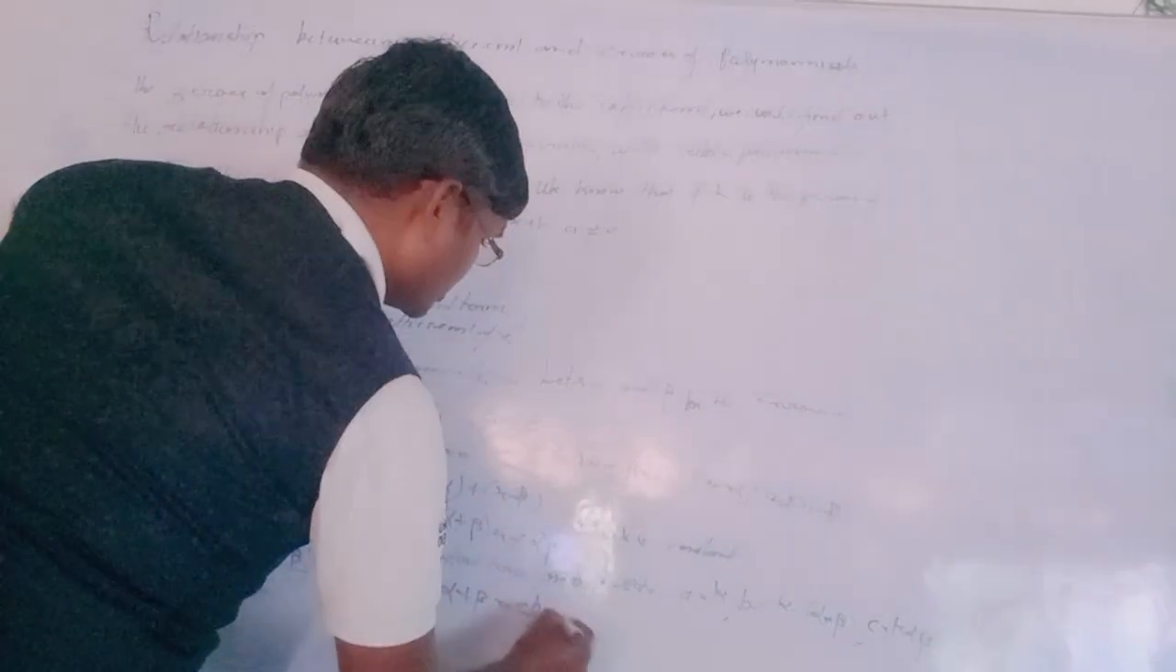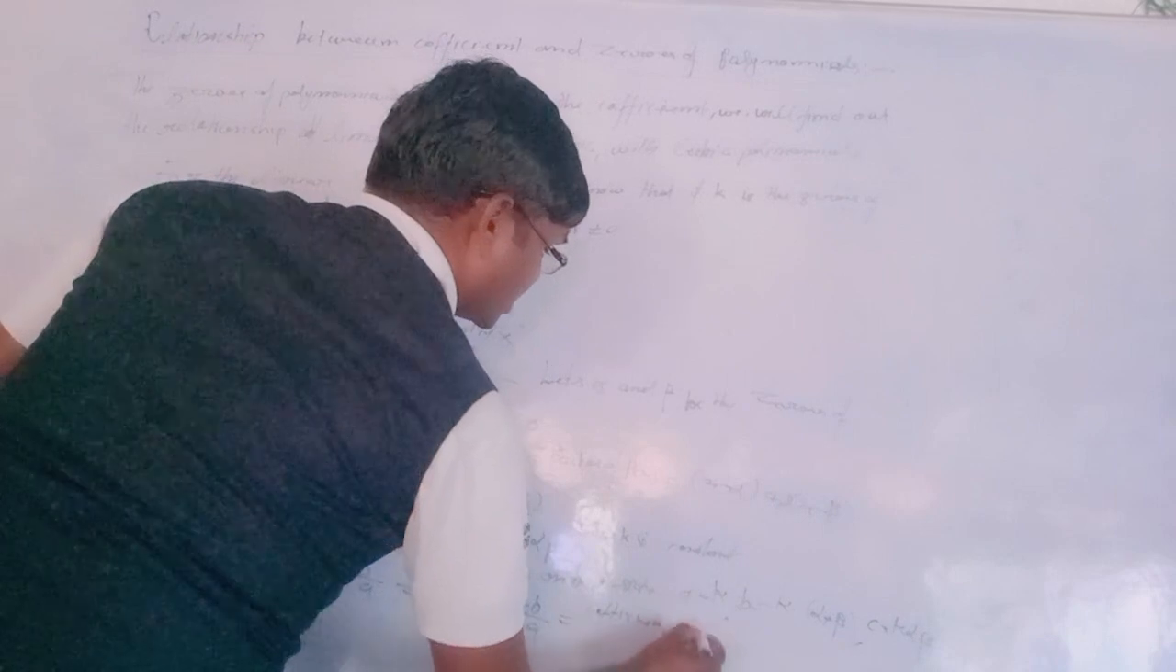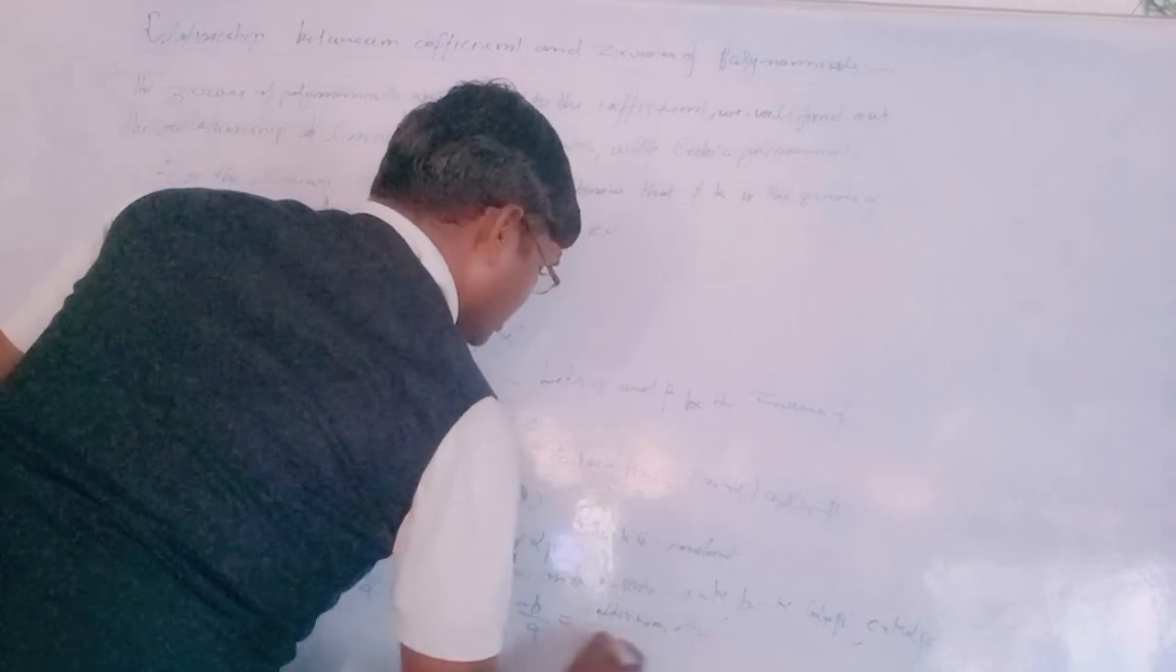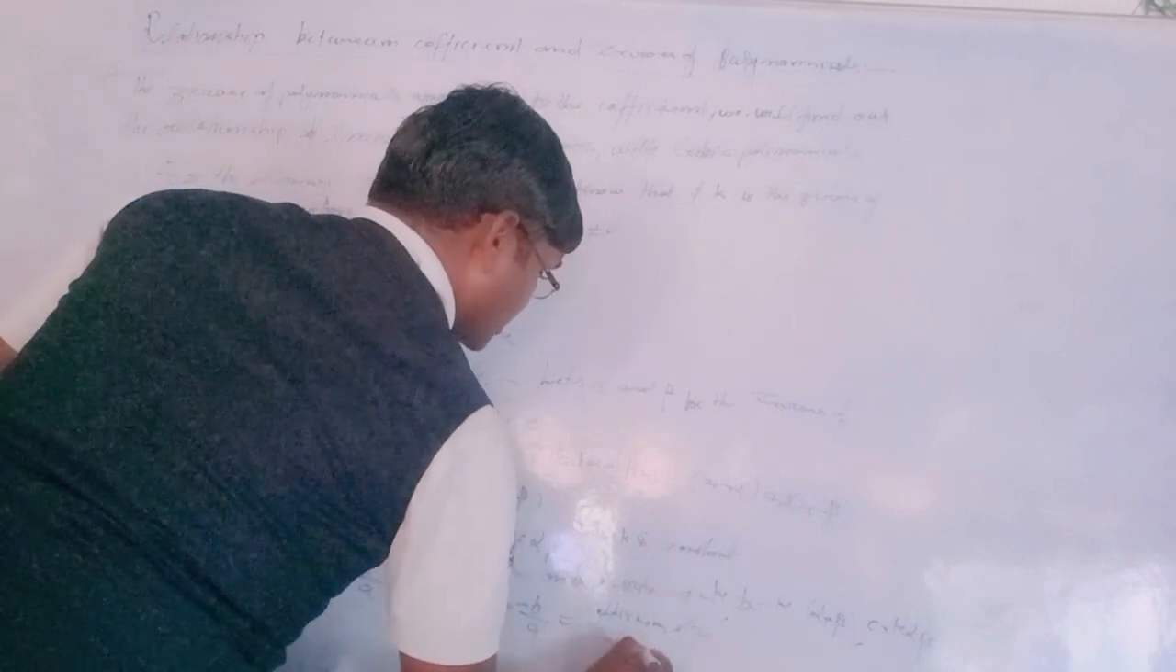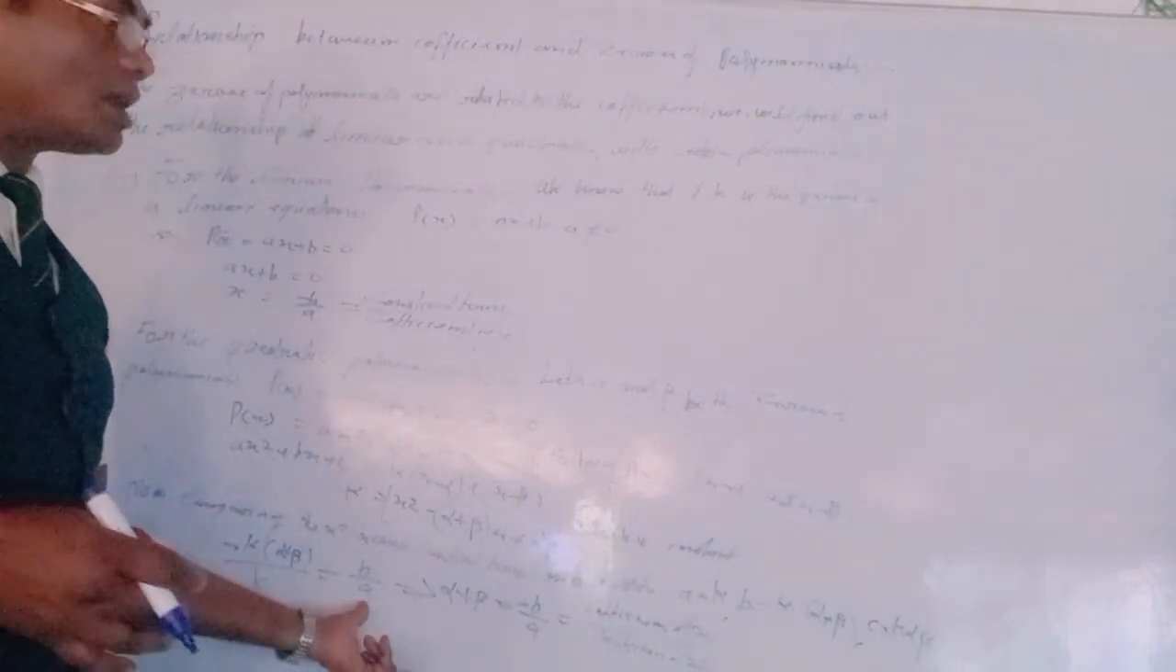This minus goes in this direction, and alpha plus beta is the coefficient of x and the coefficient of x square. These are the coefficient of x and the coefficient of x square. Now we will compare the coefficient of x and the coefficient of x square, k alpha beta by k.